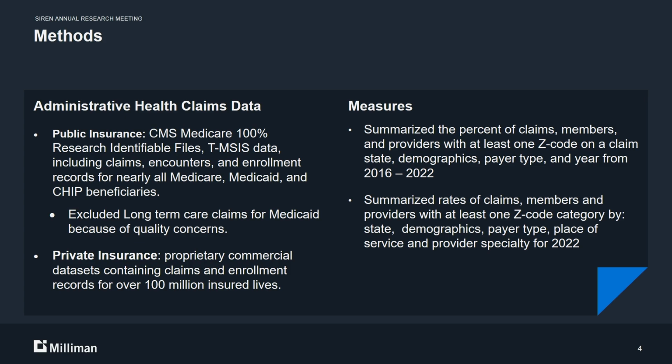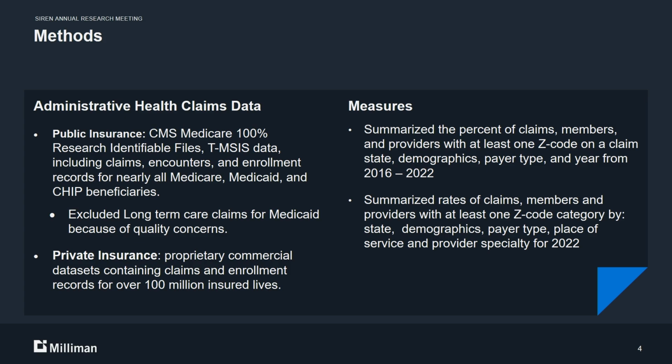It doesn't exclude people who receive long-term care, just the claims generated for long-term care services. And then we also have a proprietary commercial claims data set that is fully de-identified, and it contains claims and enrollment records for over 100 million lives. So there's a lot of coverage in the US of insured individuals. The study did not include an exploration of uninsured individuals because, again, we're looking at claims data, which is generated through insurance. So we summarize the percent of claims, members, and providers with at least one Z code on a claim by all of the dimensions I've already described.